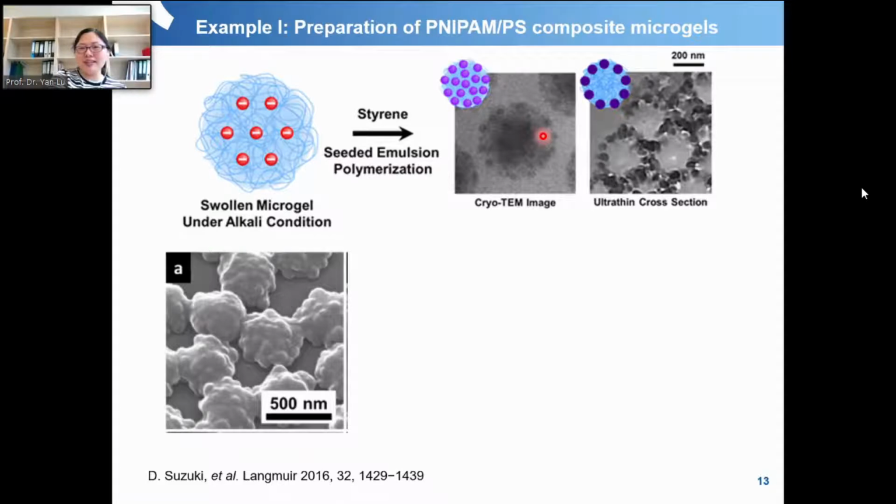So you can see the polystyrene particles are formed. So they can really use such kind of soft network as a seed. So you see separated polystyrene particles can be generated in such kind of microgel system.